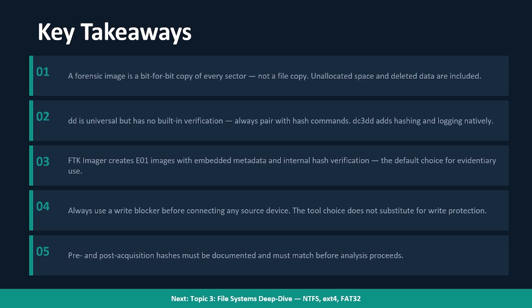DC3DD adds that hashing and logging, but again, as they are not true forensics tools, then there would be additional documentation which would have to go in for those particular uses. FTK Imager creates the E01 images with the embedded metadata, hash verification, that sort of stuff. Like I said, there is Magnet Axiom. There are other tools which will generate the AFF4 format. Those are newer and may or may not be supported as much.